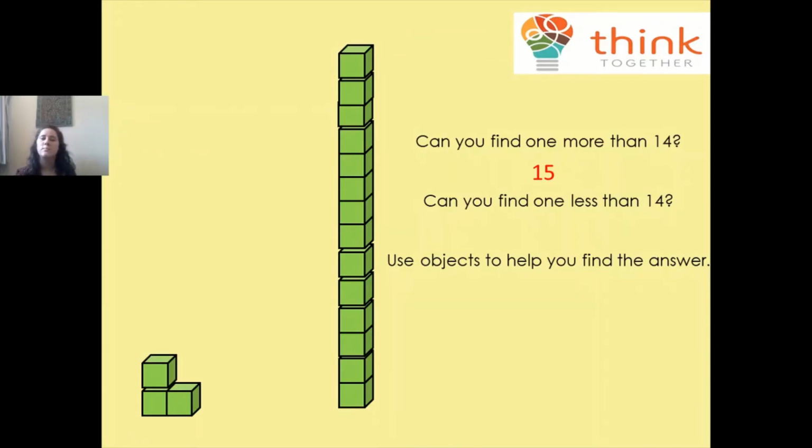Now let's see if we can find one less than 14. For this, I need to make sure I'm starting at 14 again. So let's just double check that tower. 1, 2, 3, 4, 5, 6, 7, 8, 9, 10, 11, 12, 13, 14. Brilliant, I have 14. Now, the question is asking me to find one less.